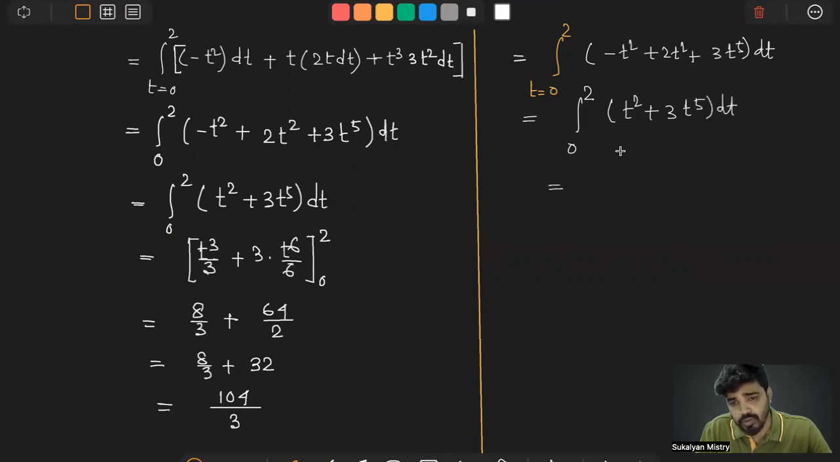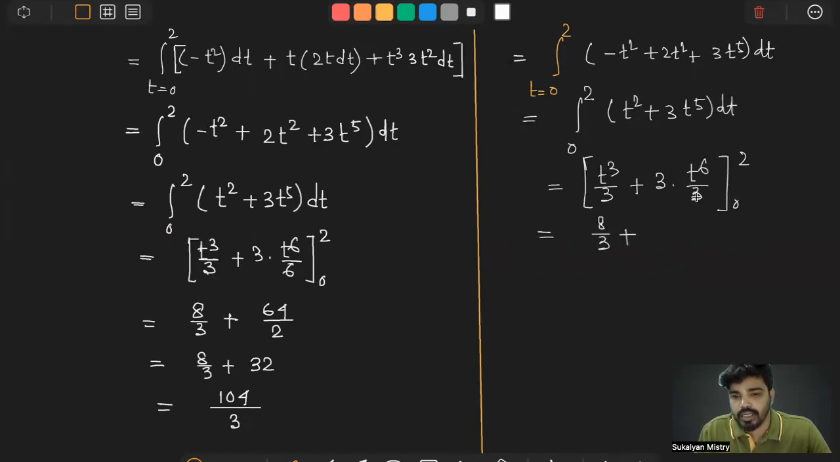Now integrate. That equals t cube by 3. I am integrating t square, so t cube by 3, plus 3 into t to the power 6 by 6, that is 3t to the power 6 by 6. So what is the limit? The limit is 0 to 2. So put the upper limit: 2 cube, that is 8 by 3, plus 3 into 2 to the power 6 divided by 6.